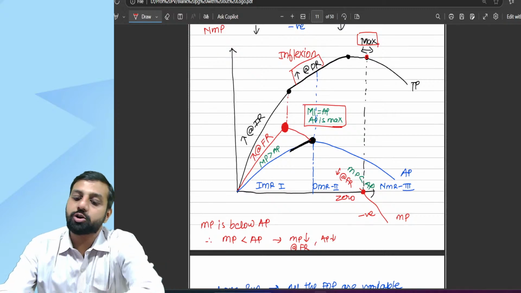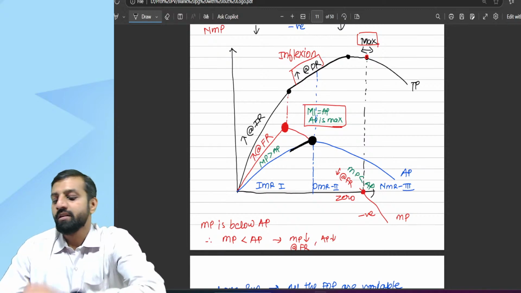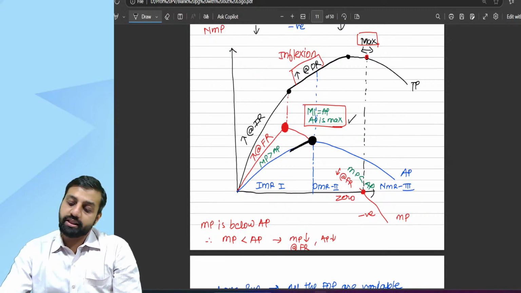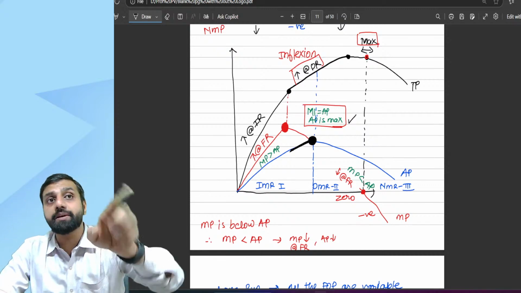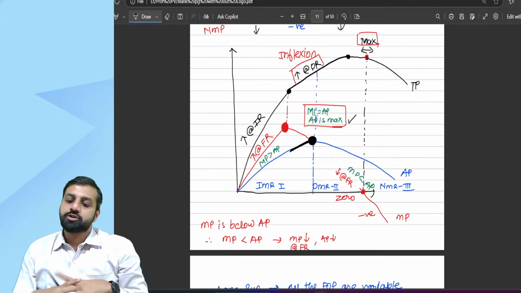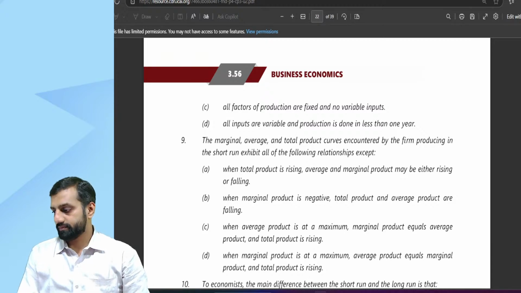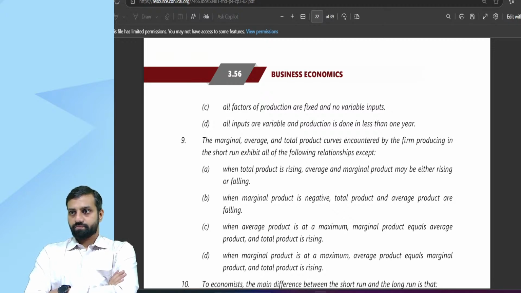So when MP is equal to AP, can I say, Surya, that point is at this black color dot, and AP is maximum. But they have said in option D that when MP is equal to AP, MP is maximum, which is incorrect. So your answer for question number 9 is option D. Are we clear, Surya?